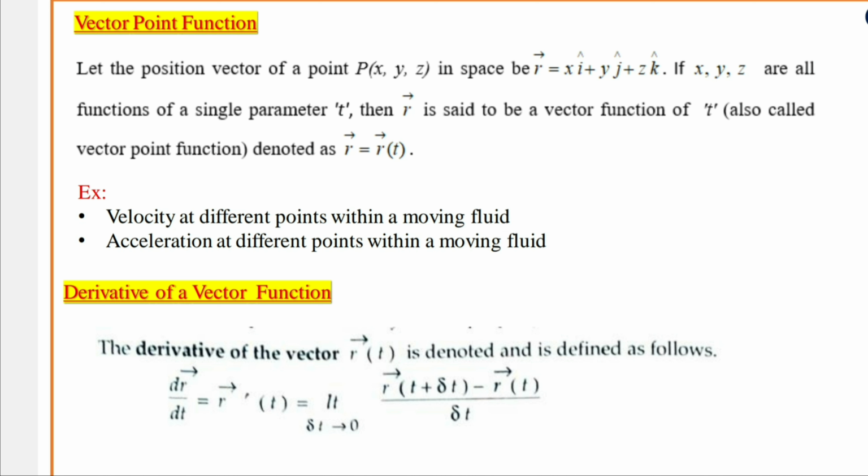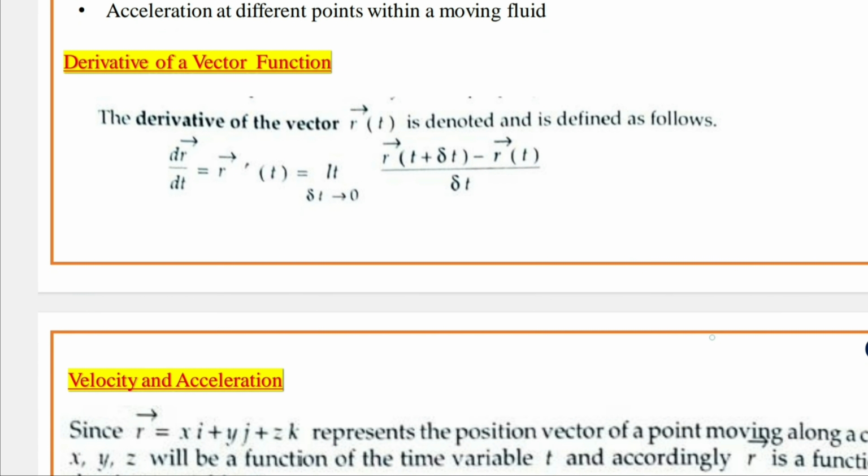That is the way it is given here. P is a point x, y, z, r vector is a vector where x, y and z depend on t, then r vector is said to be a vector point function of t. Okay, that's it. Now, derivative of a vector point function. This is like differentiation of the vector r with respect to t. It is simple, but here it is given in delta and all that. I'll explain it to you when we are doing the problems.